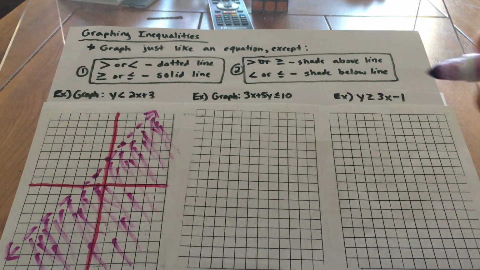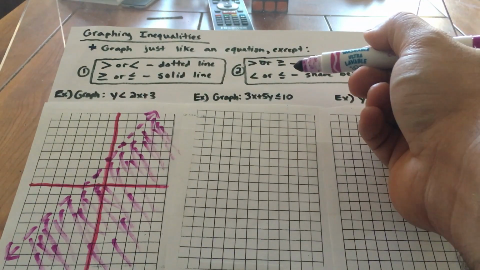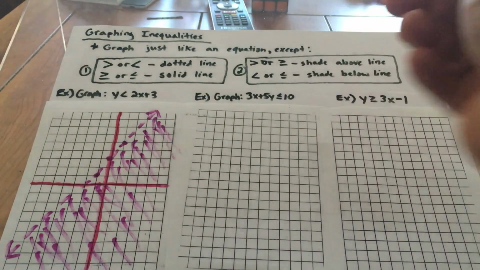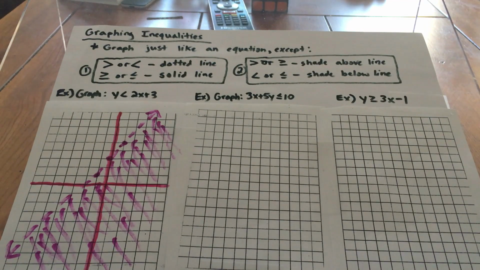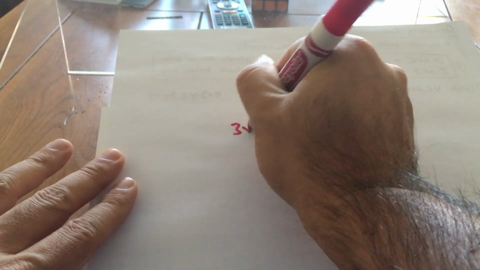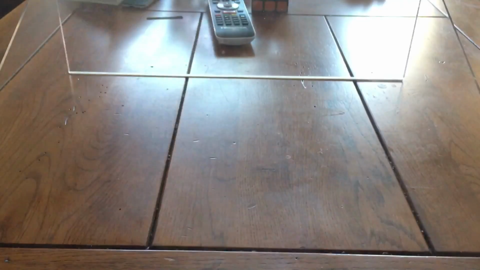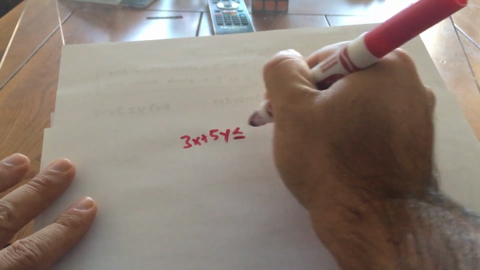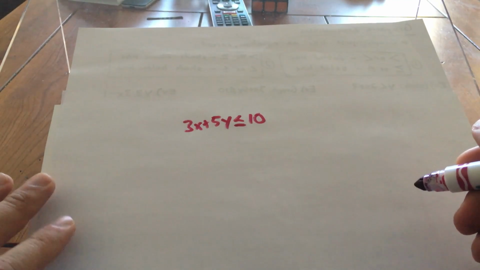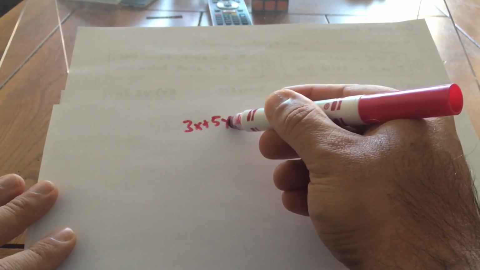Look at example 2. Remember, in order to graph like that, we have to have it in y is equal to mx plus b form. So notice that 3x plus 5y less than or equal to 10 is not in that linear form. So let's flip this over and solve for that. It's 3x plus 5y, and that is less than or equal to 10. So in order to make this work, we have to get it in that y equals mx plus b form, which means we have to solve for y.